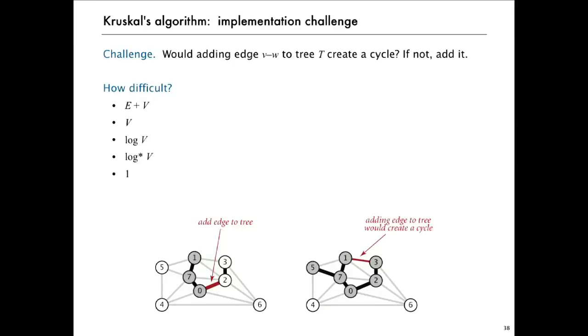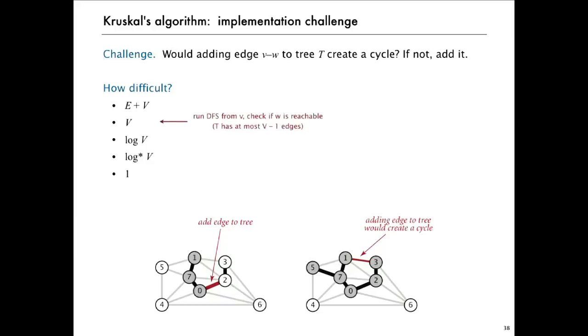Now, we still are a bit away from having an implementation of Kruskal's algorithm. So the question is, how do we know whether adding a new edge to the tree will cause a cycle? So you might think about how difficult that is. I've got a tree that's represented as a set of edges or however, and I have a new edge, and I want to know whether it creates a cycle or not. How difficult is that going to be?